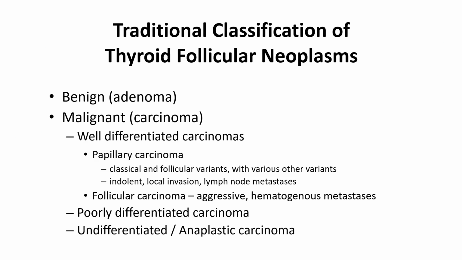So if a tumor had papillae, it was papillary carcinoma. If it had follicles, it was follicular carcinoma. And there really wasn't much complicated. And then, of course, there were bad tumors that were less well differentiated and anaplastic carcinomas.